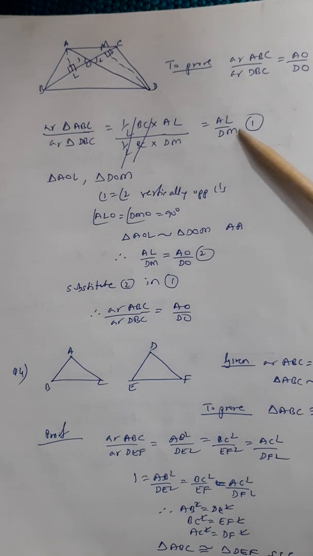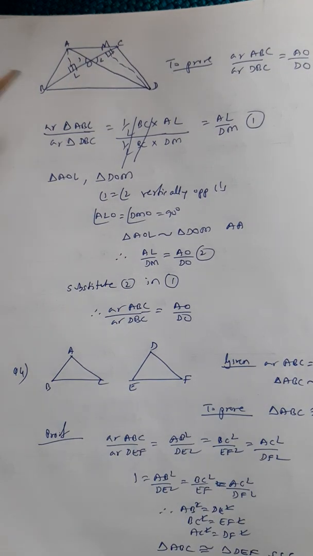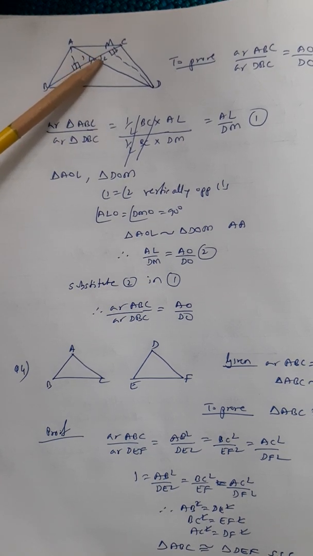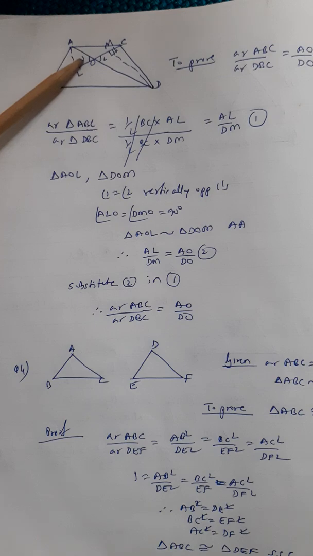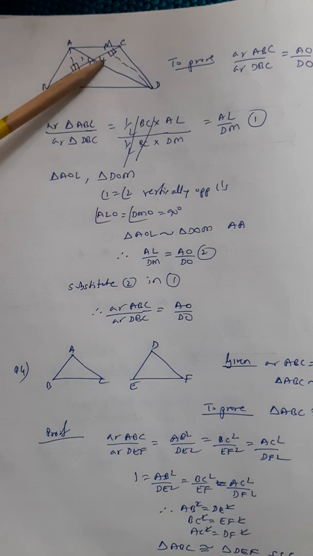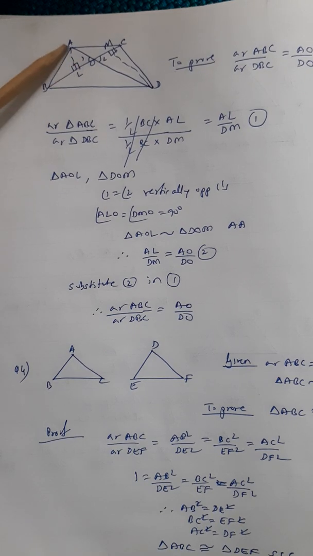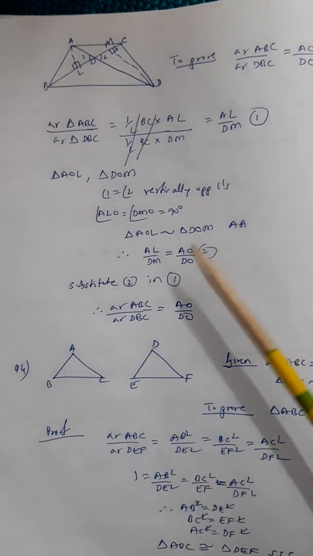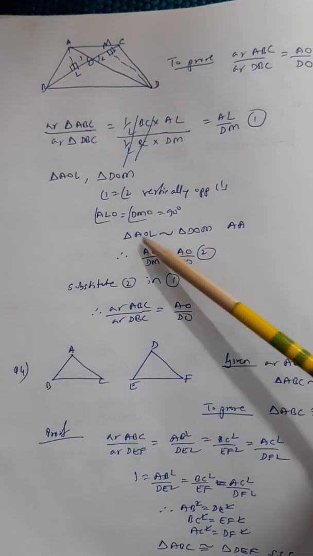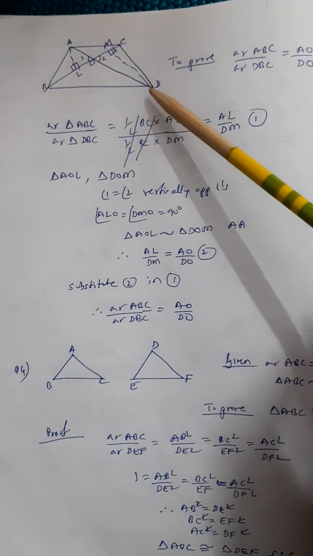But we need to prove that ratio of areas of ABC and DBC is equal to AO by DO. So the next step will be to prove that AL by DM is the same as AO by DO, and for that we will be taking triangle AOL, this triangle here, and triangle DOM, and prove them similar. Angle 1 and 2 are vertically opposite angles, and by construction angle L and M are 90. So triangle AOL will be similar to triangle DOM by AA. Once we prove that the triangles are similar, the sides are in proportion. So we can say that AL by DM is the same as AO by DO.